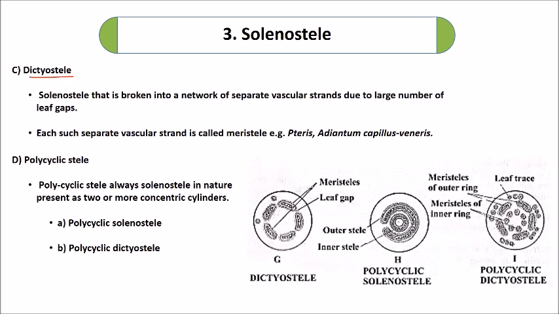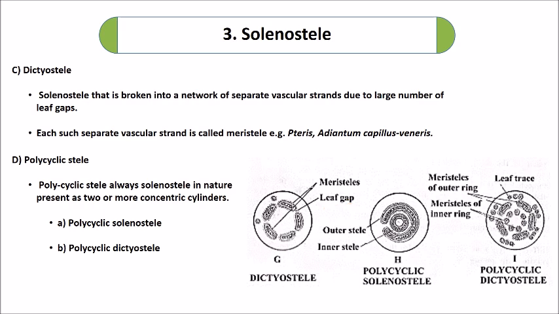Then come to the dictyostele. Dictyostele is a solenostele that is broken into separate vascular strands due to the leaf gap. So these points are the leaf gaps which are separating the vascular strands into different meristeles. So each strand is called a meristele, and it is produced because of the leaf gap.